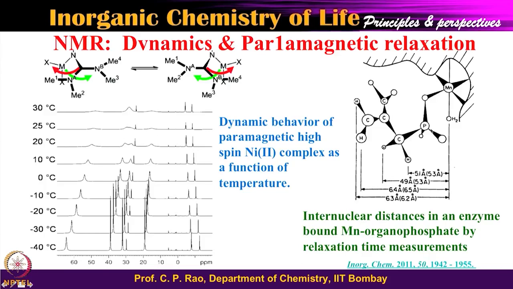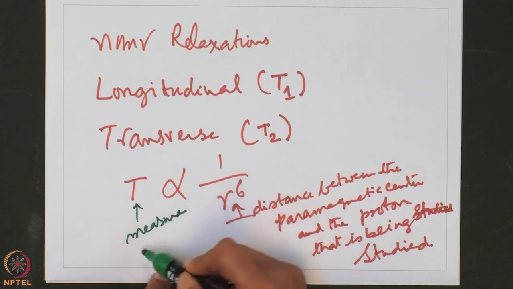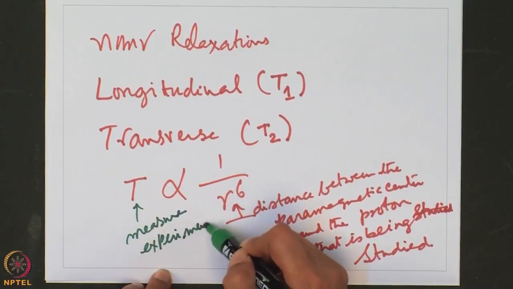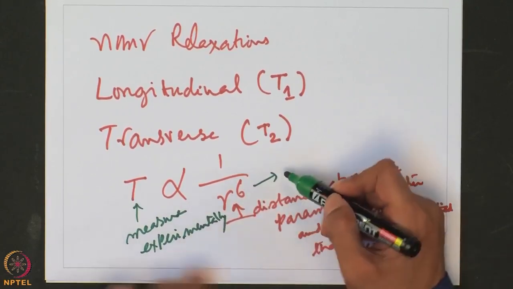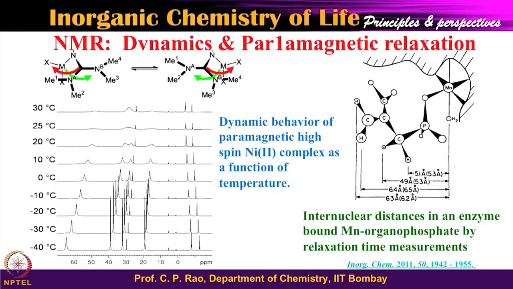As I told you, the relaxation times and the distances are related by T proportional to 1 by r power 6. So this you can measure experimentally, and this you can obtain. So if you measure the relaxation times of this protein in presence of this manganese and this one, then you can get how this is oriented. From the distances you can fit your model and minimize the model, and that model will give you where it is binding, how it is binding with respect to the protein.